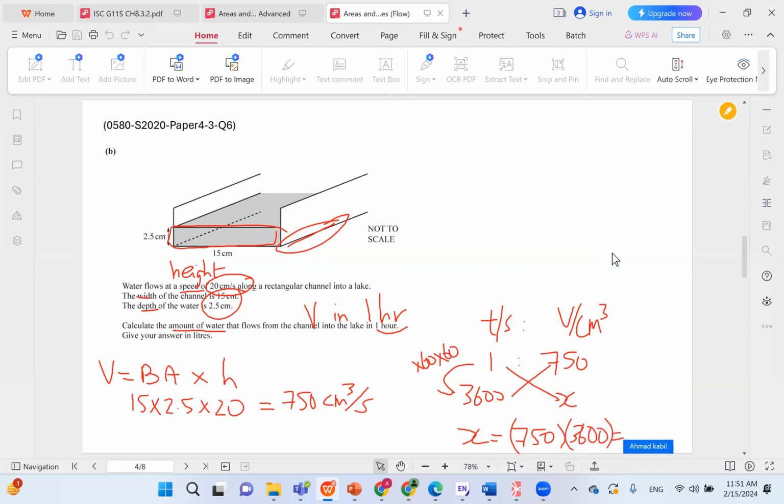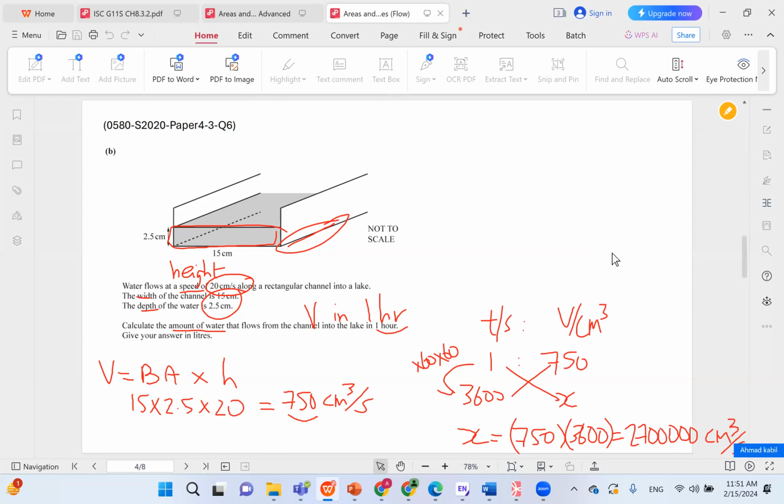Or you can just think of it in terms of 750 centimeters cubed in 1 second. So in 1 hour, there are 60 minutes, each worth 60 seconds. So we have 60 times 60 times 750. This would give you the same answer anyway. So 3,600 times 750. We have 2,700,000. So the answer in terms of centimeter cubed per second would be 2,700,000 centimeters cubed per second.